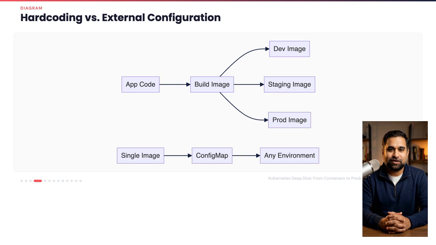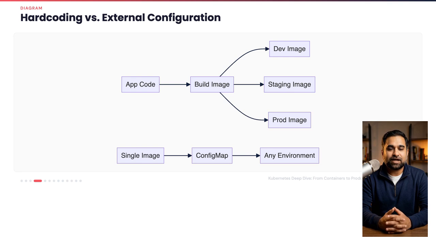This violates a fundamental principle of good application design called the 12-factor app methodology. Factor 3 specifically says store configuration in the environment. Configuration should come from outside your application, not from within it. Config maps and secrets are how Kubernetes implements this principle. Config maps, non-sensitive configuration. A config map is simply a Kubernetes object that stores configuration data as key value pairs.